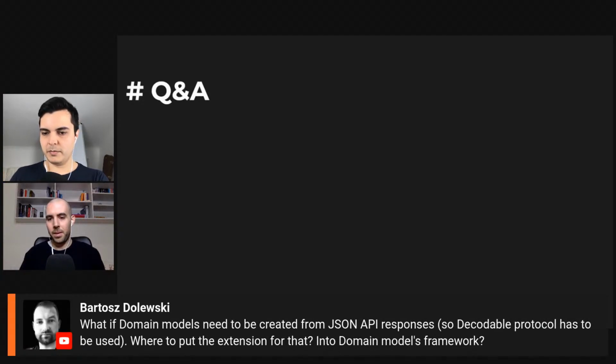What if domain models need to be created from JSON API responses? The codable protocol has to be used. Where to put the extension for that? I recommend you don't do it in the domain because I would like the domain to be decoupled from external dependencies, including backend APIs. Because backend APIs may change, and if it changes, you're going to have to change your domain layer and affect all other modules. So what I do is I create separate modules that represent the responses you get from the API, and those modules will conform to the codable. Then you translate those modules into your domain.